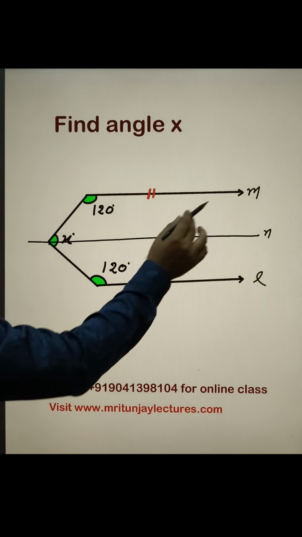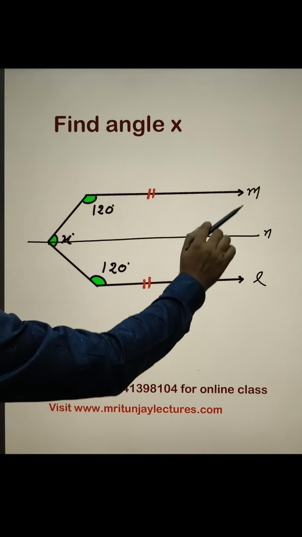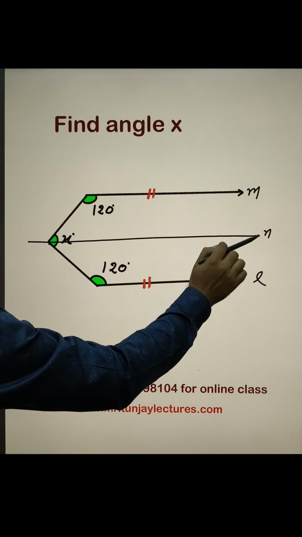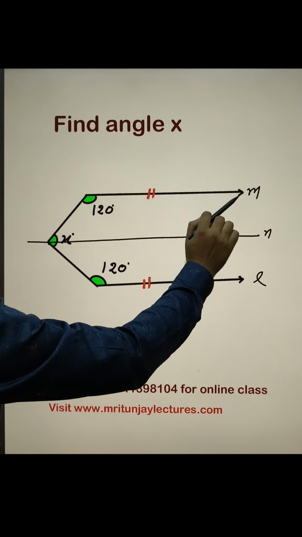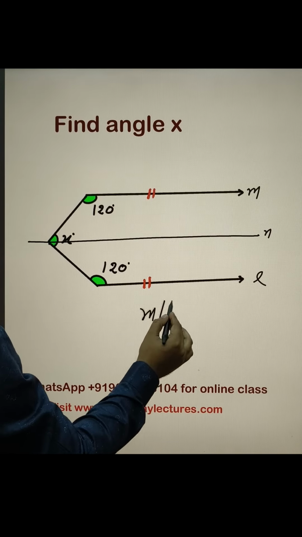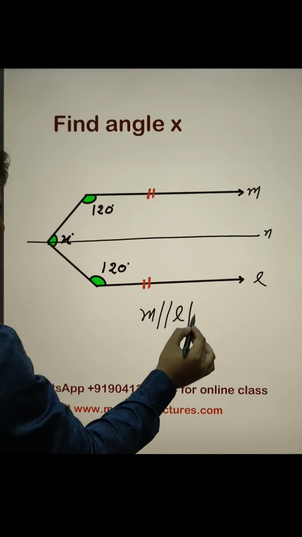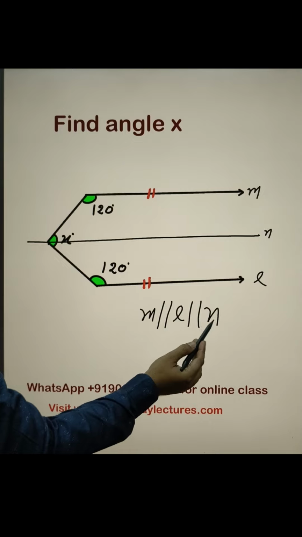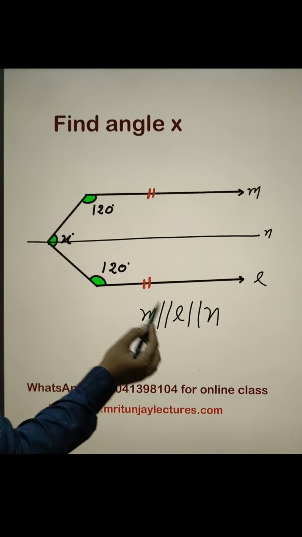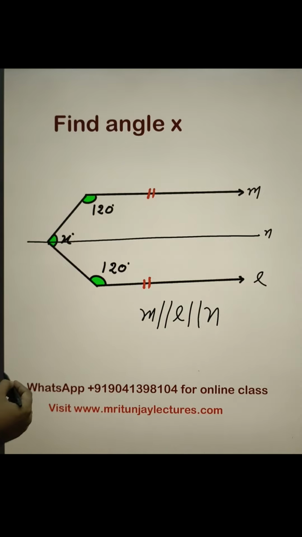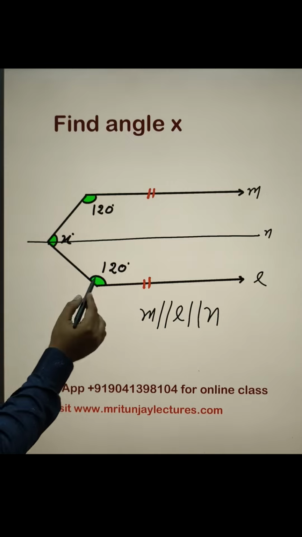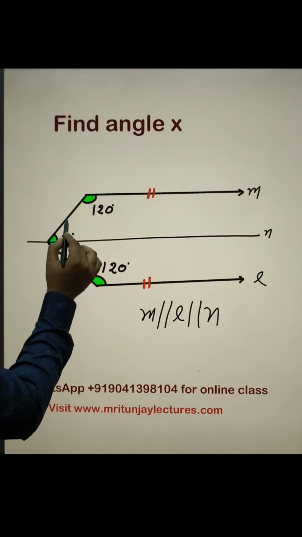You can assume here M and N are parallel. So here, if that line N is drawn corresponding to M, parallel to L, parallel to N, then you can say that N is parallel to M and parallel to L. Okay, now look here. If this one is 120, what about that one?